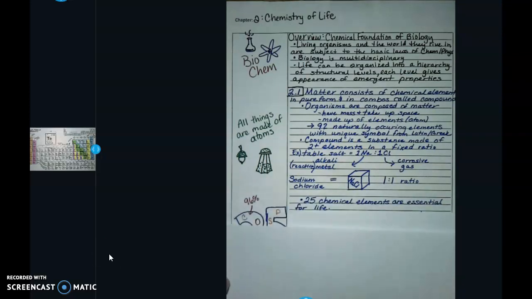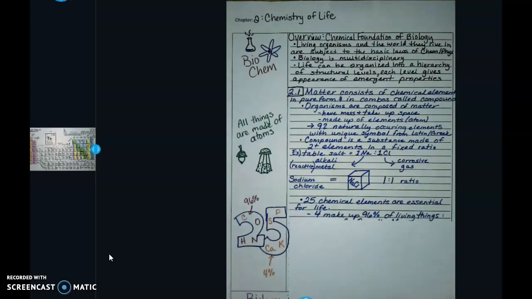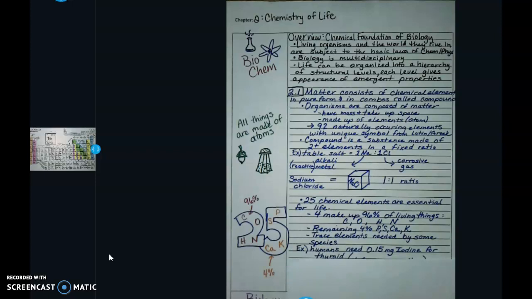There are 25 chemical elements essential for life. 4 of those elements make up 96% of living things. So you can see over here we have our 25 elements. 4 of them make up 96%. Carbon, oxygen, hydrogen, and nitrogen are those big 4. The remaining 4% is made up of phosphorus, sulfur, calcium, and potassium.